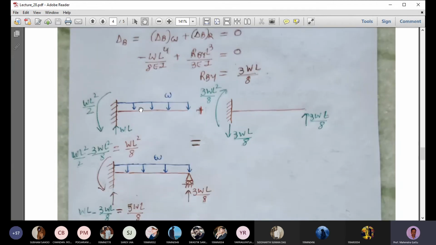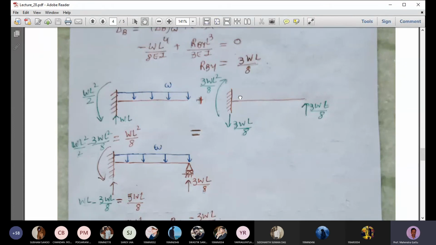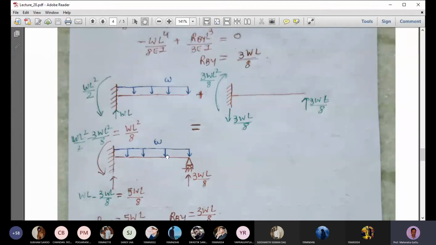So let's look at the two problems one more time. We have our distributed load W, reaction WL, and moment reaction WL square by 2. In the other case, we have that RBY value as 3 WL by 8. Since it is acting in the vertical upward direction, the reaction at A will be in the downward direction. That will be 3 WL by 8, and this will produce a clockwise moment. RB will produce an anti-clockwise moment equal to 3 WL square by 8. So here the moment reaction will be 3 WL square by 8.